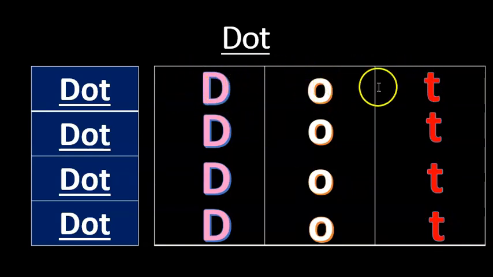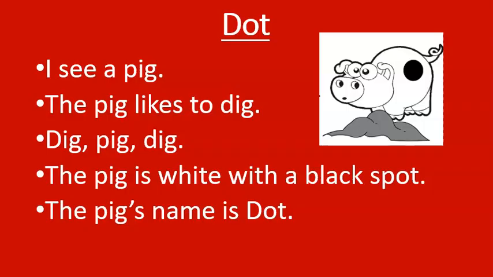D-ot. Dot. Dot. Okay? So when you break apart the letters like that, your letter sounds, when you blend them back together, it makes a word, okay? Now, repeat after me. Say dot. Dot. Dot. Dot. Okay? So let me come back to this slide here.